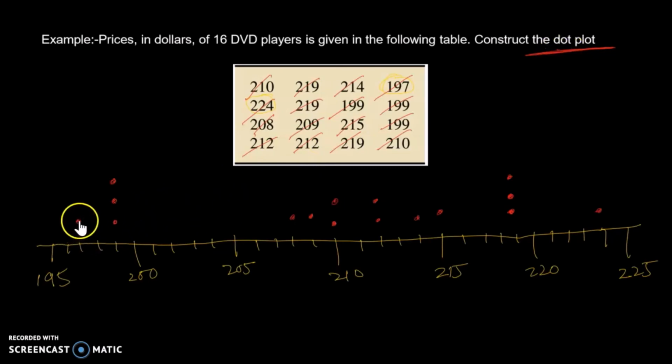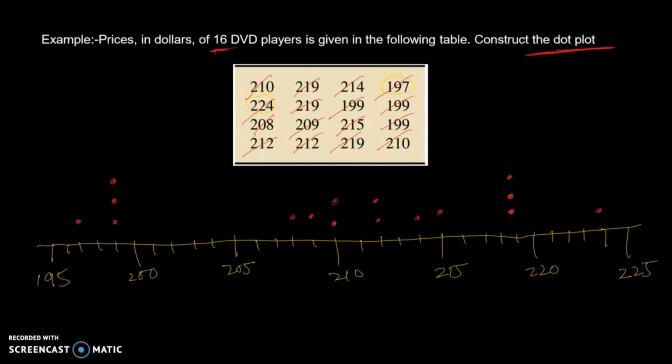Just at the final step, we make sure that we counted every value. Just count these number of dots: 1, 2, 3, 4, 5, 6, 7, 8, 9, 10, 11, 12, 13, 14, 15, and 16. These are 16 observations, right? So it seems that we have recorded all the observations.